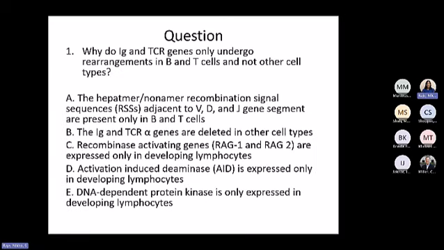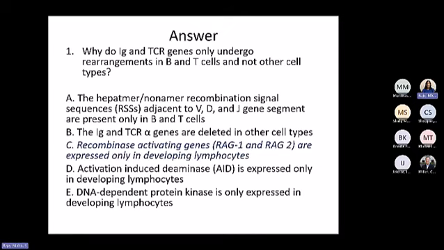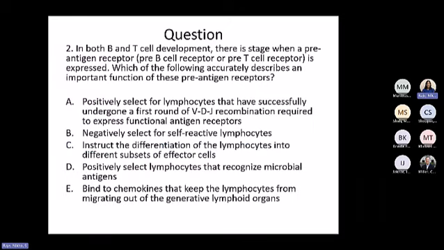All right. Questions? Why do immunoglobulin and TCR genes only undergo rearrangement in B and T cells, not in other cells? Anyone? Is this because of RAG1 and RAG2? Yep. RAG1 and RAG2 are expressed in developing lymphocytes.